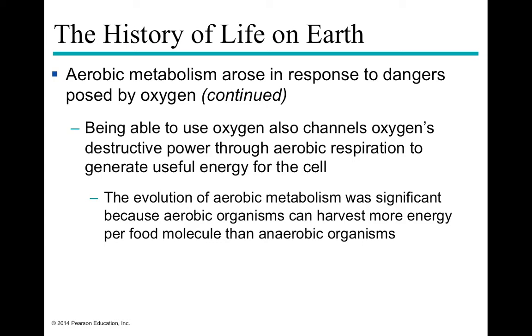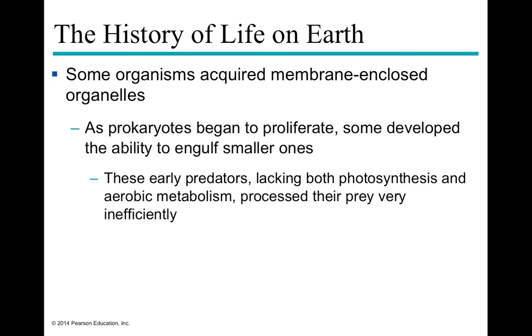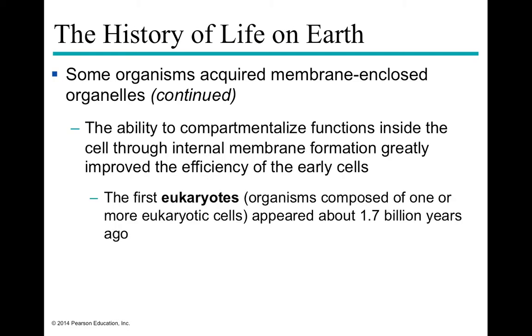Right, so now you're able to channel that destructive power of oxygen through aerobic respiration, generating useful energy for the cell. That's pretty much what I just said. All right, so eventually prokaryotes began to proliferate, more and more of them, and eventually they started to engulf the smaller ones. So the early predators didn't have photosynthesis and aerobic metabolism, and so they were very, very inefficient at processing their prey, so they couldn't turn their prey into material that they were able to use in a very efficient manner.